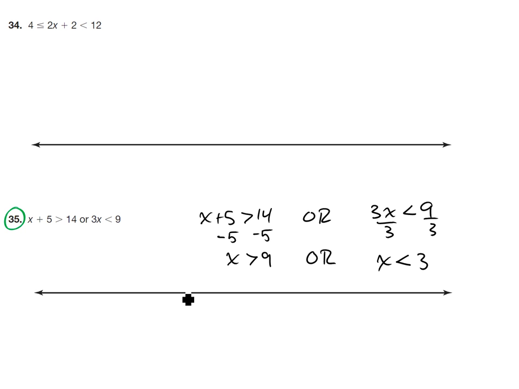So let's set up our number line here. I'll call this 0, 1, 2, 3, 4, 5, 6, 7, 9. X's are less than the number 3, so here's 3. Open boundary point, and we're going to go to the left of that boundary. And then the other one, x's are greater than 9. So 3, 4, 5, 6, 7, 8, and 9. Here's my 9. Again, an open boundary point, and x's are those things that are to the right of that.